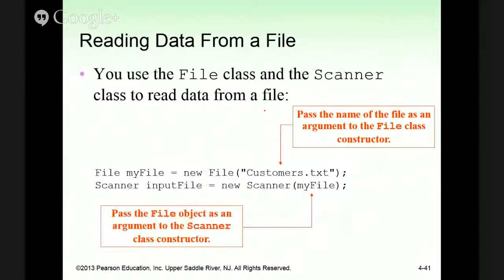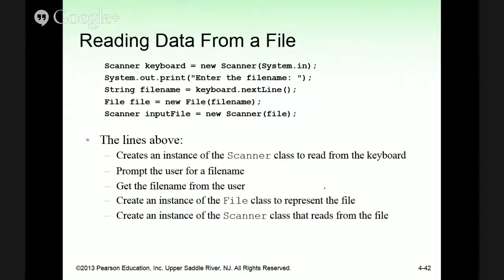To read data from a file, we need the File class. We create an object of type File. Then we create an object of type Scanner. So it works similarly to getting data from the keyboard. We need that Scanner object to make it work, and we give it the name of the file inside the parentheses.